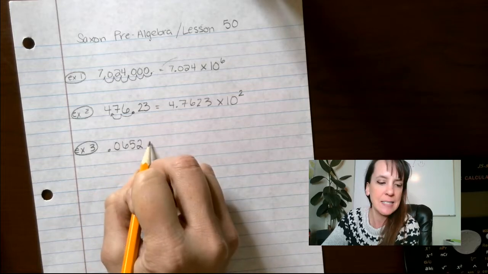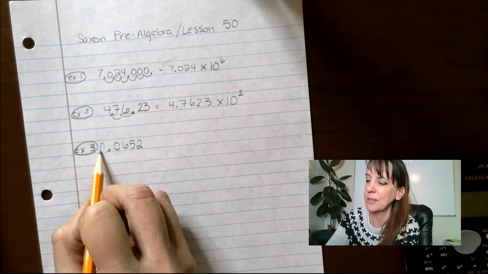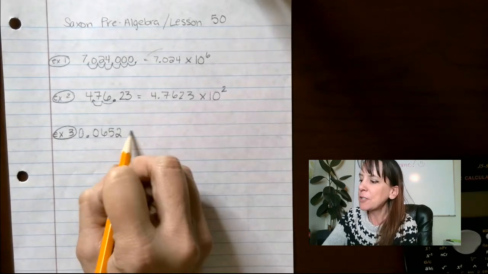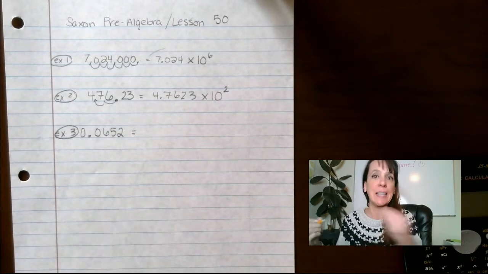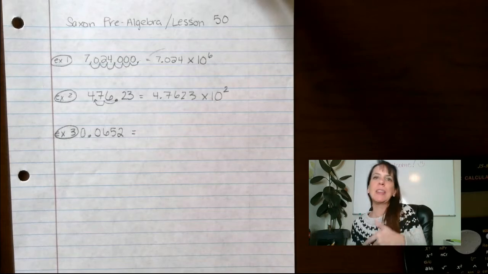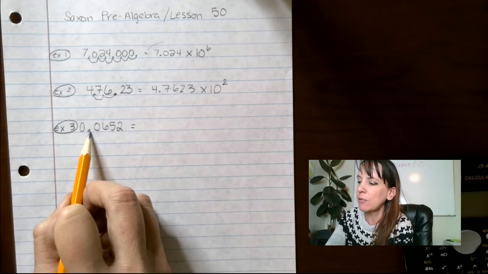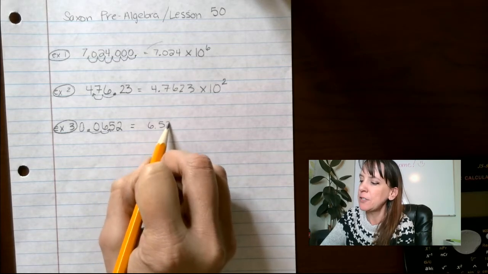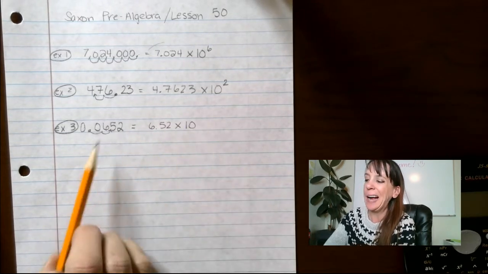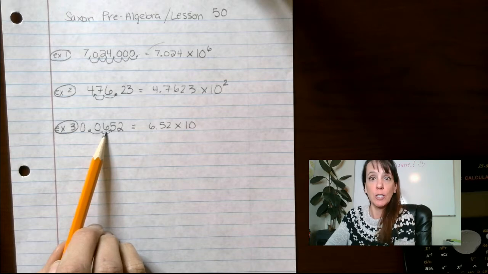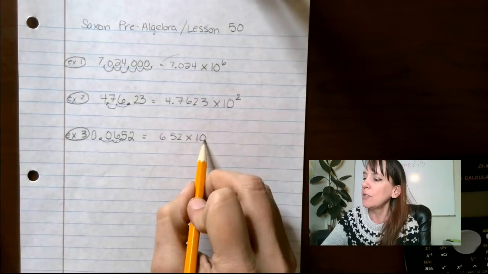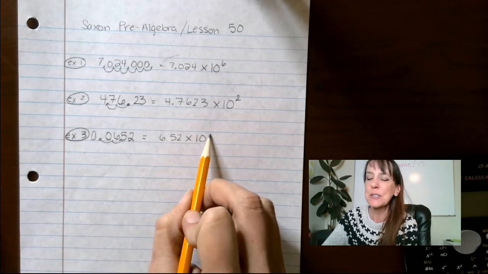0.0652. In scientific notation, I just ditched that 0 that was in the front there. You're welcome to do that, or you can write it in. It doesn't matter either way. So what we're going to do here is, again, move it so that it's a number that is greater than 1, less than 10. So we're going to move this over 1, 2. So this is going to be 6.52 times 10. Now, I made this number larger. It went from being 0.06 to 6, a whole number. So if I'm making this larger, I have to make this smaller.